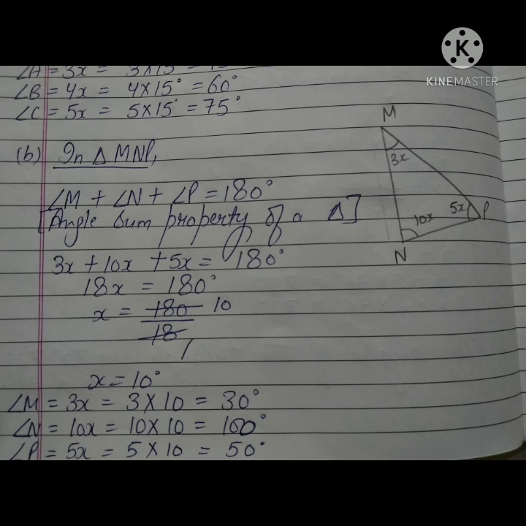18x is equal to 180 degrees. x is equal to 180 divided by 18. 18 ones are 18, 18 tens are 180. So x is equal to 10 degrees.